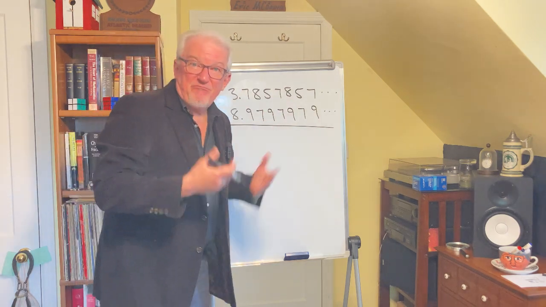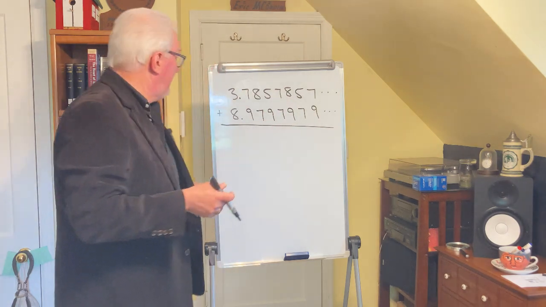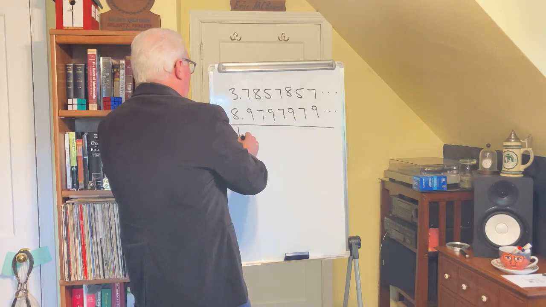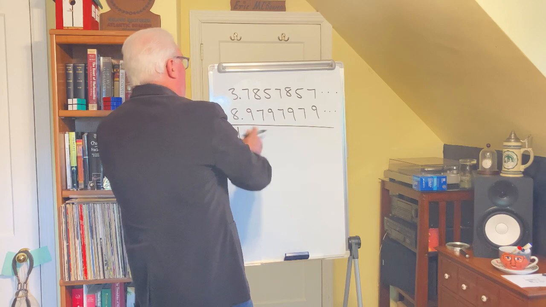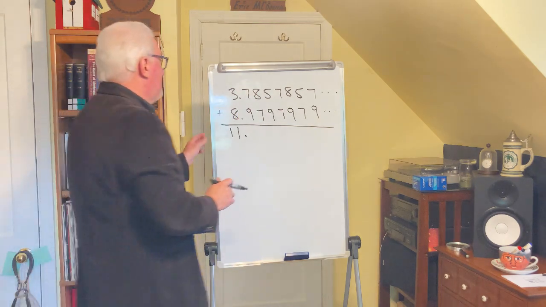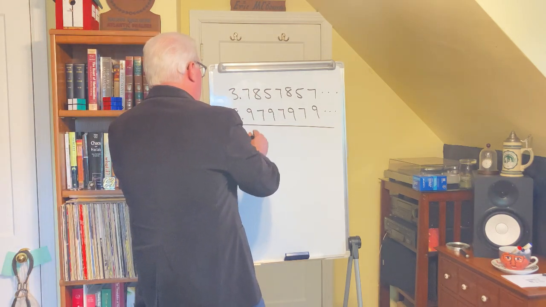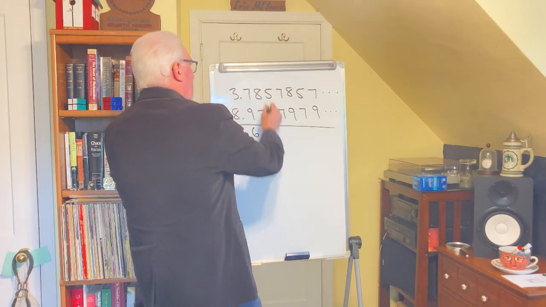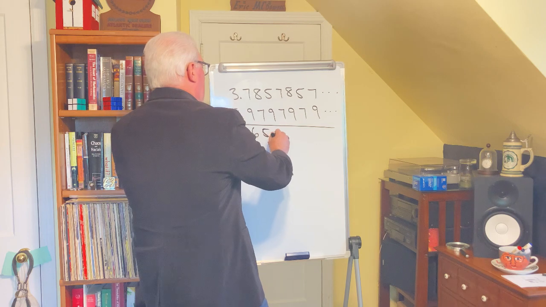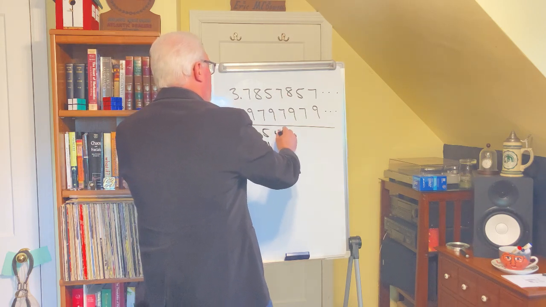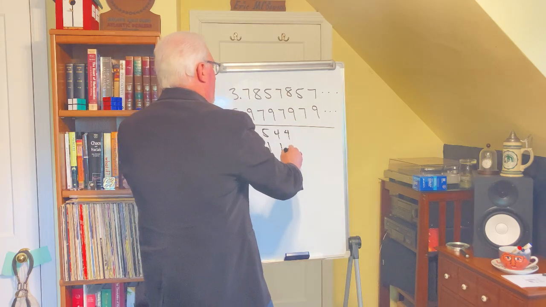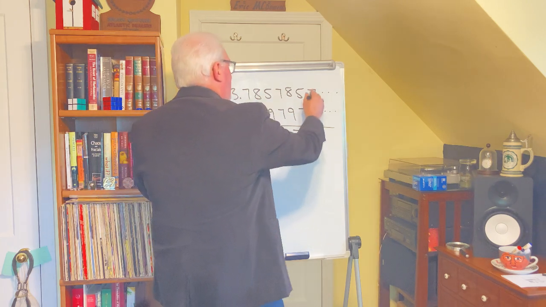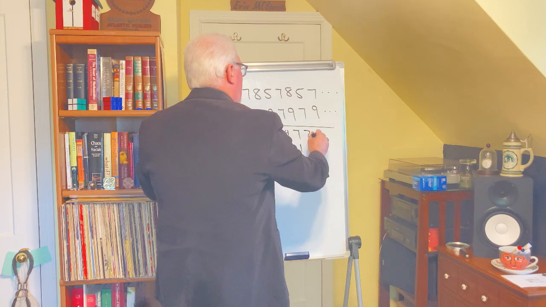But the left to right algorithm, we can move straight on. Add the 3 and the 8 together for an 11, decimal point. Add the 7 and the 9 for a 16, which I'm going to write this way. 8 and 7 is 15. 5 and 9 is 14. 7 and 7 is 14. 8 and 9 is 17. 5 and 7 is 12. 7 and 9 is 16.